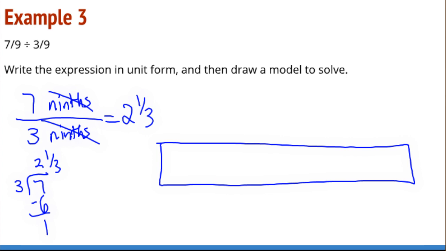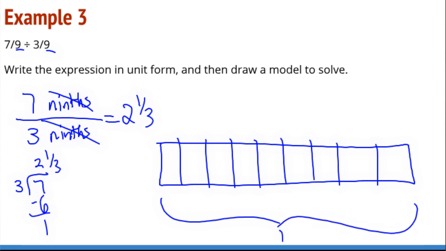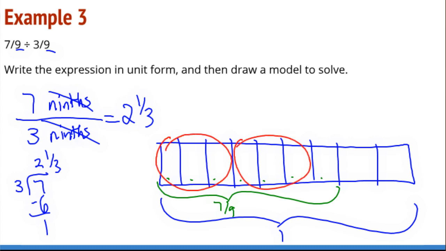Well, we're in ninths as our wholes. So 1, 2, 3, 4, 5, 6, 7, 8. So there is our 1 whole. And we've got 7 of these ninths. 1, 2, 3, 4, 5, 6, 7. All right, so there is 7 ninths. And I am supposed to put them into groups of 3. So there's a group of 3. And there's a group of 3. So I've made 2 whole groups of 3.